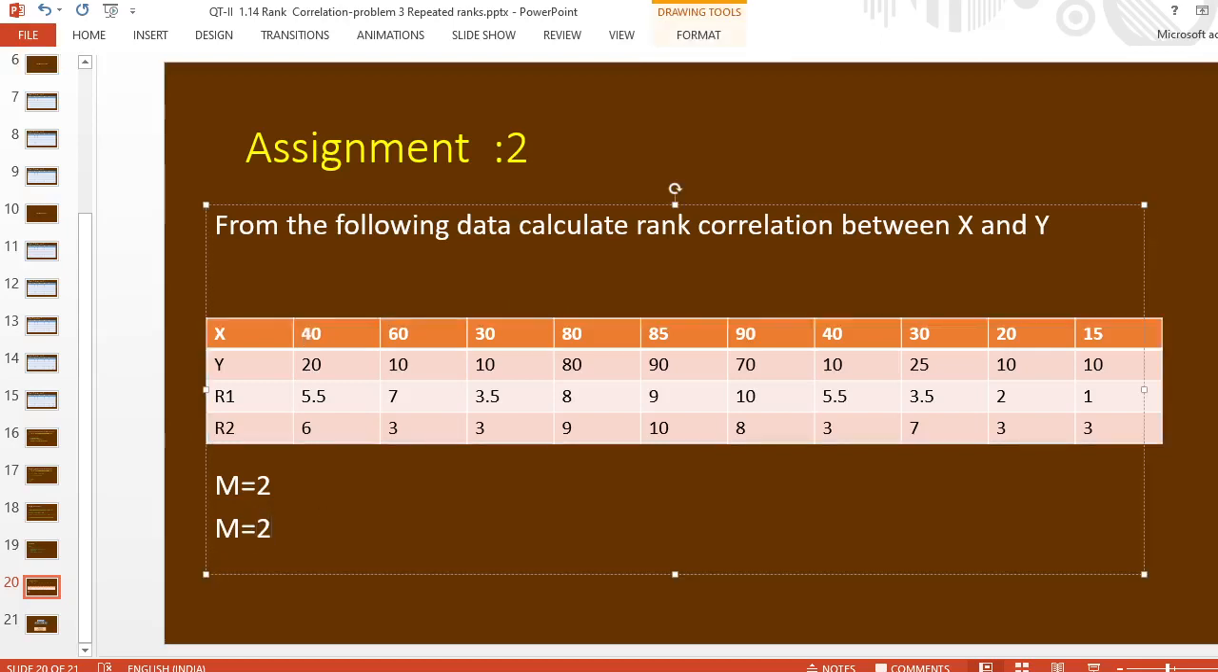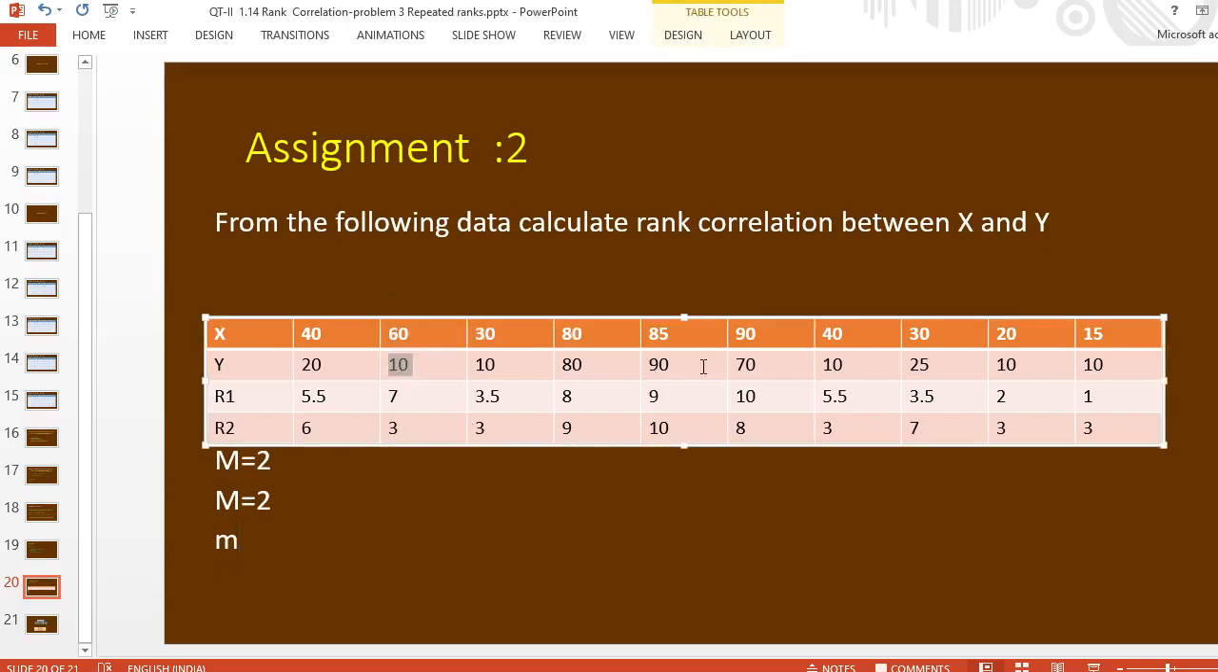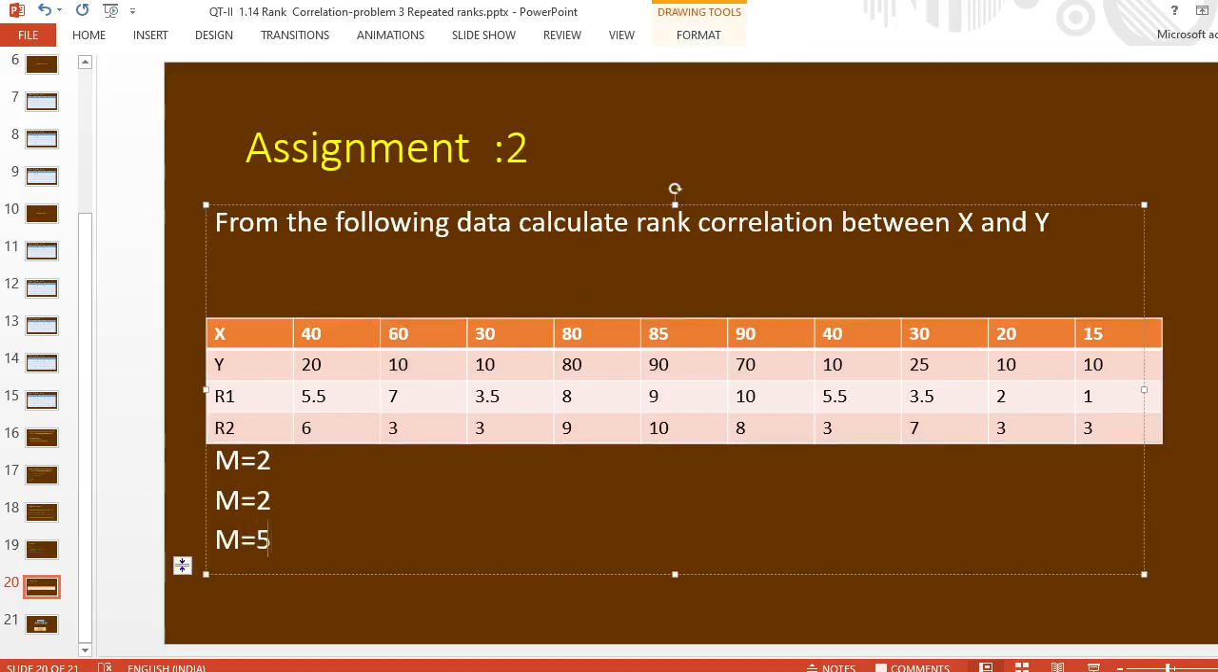And the third time, 1 by 12 into m cube minus m, you have to add in the formula. In the third case, the m value will become 5 because number 10 is repeated 5 times. So m equals 5. You have to add this term 3 times.